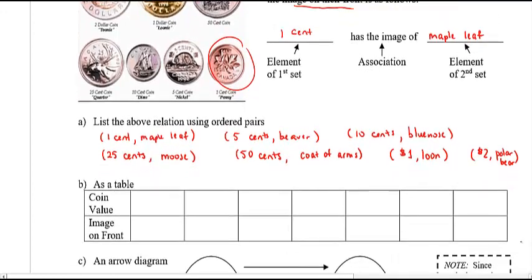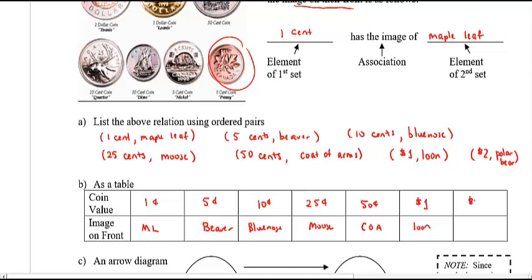Now, of course, I can translate to a table as well. It's really just translating those ordered pairs into a table image. So the coin value of 1 cent was the maple leaf. I'm just going to write this as ML. I'm just trying to speed this up. Coin value of 5 cents, that's the beaver, B. 10 cents, the blue nose. I guess I should say beaver. I can write that out. I have to because they both begin with B. 25 cents, the moose. 50 cents, the coat of arms, C-O-A. The $1, I can write down loon. And the $2 polar bear, P-B. Not peanut butter, but polar bear.